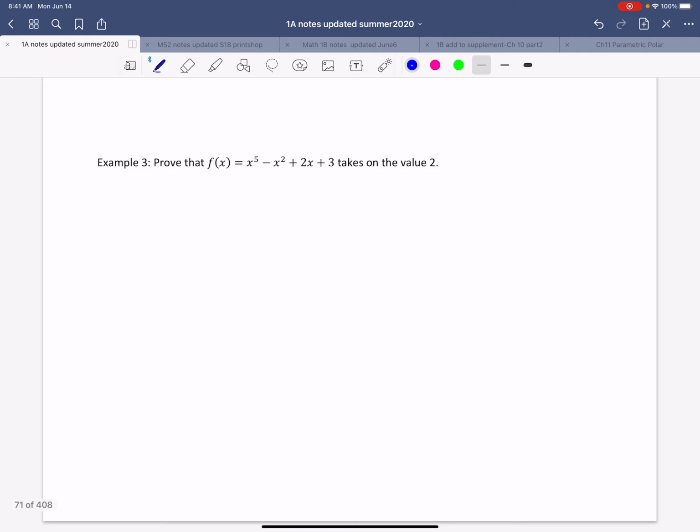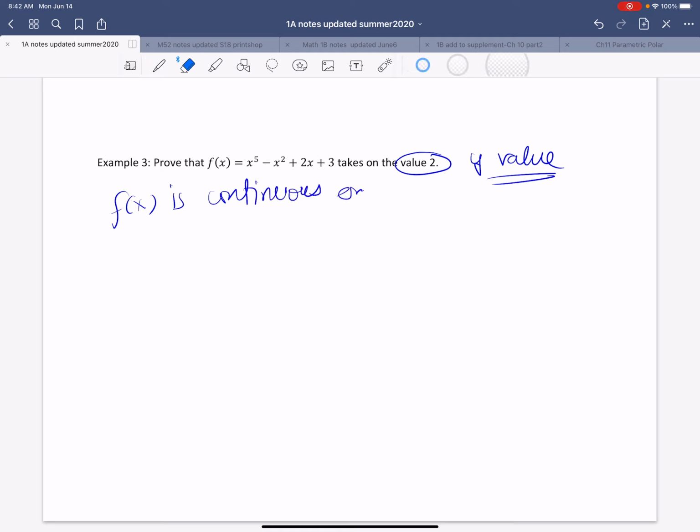Let's see another example. Prove that f(x) equals x to the 5th power minus x squared plus 2x plus 3 takes on the value 2. So we're talking about the y value, that this function takes on the y value 2 at some point. First of all, f(x) is continuous everywhere because it's a polynomial. Polynomials are always continuous.